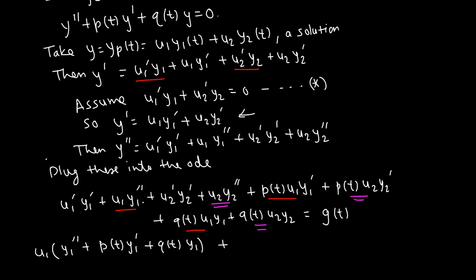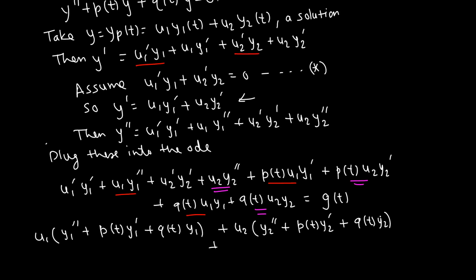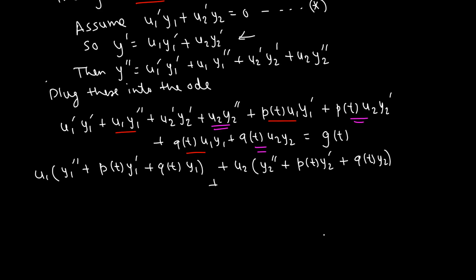okay, plus similarly from the other three, we can factor u2 out, then y2 double prime plus p(t) y2 prime plus q(t) y2, plus the remaining terms, u1 prime y1 prime plus u2 prime y2 prime is equal to the right hand side g(t).